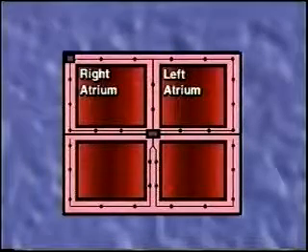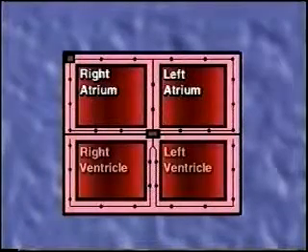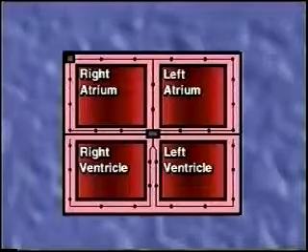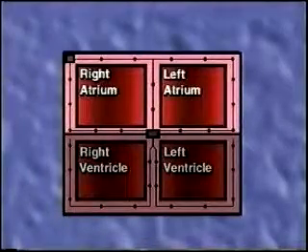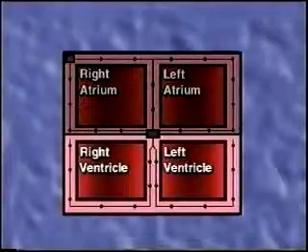I want to take a few minutes to discuss with you the difference between normal and abnormal rhythms of the heart. This is a normal heart, which has two top chambers called the left atrium and the right atrium, and two bottom chambers called the left ventricle and the right ventricle. The top two chambers are priming pumps for the bottom two chambers.